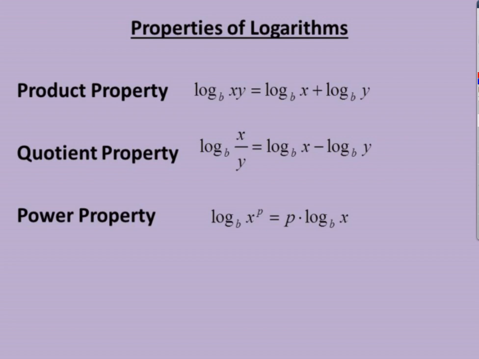And if you have a power property, log base b of x to the p power, you can take that power, or that exponent, and you can bring it out in front. So it's just p times the log base b of x. So this is how you can expand, and later how we'll reverse it and we will condense logarithmic functions.